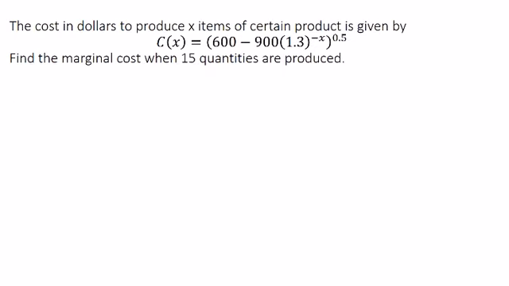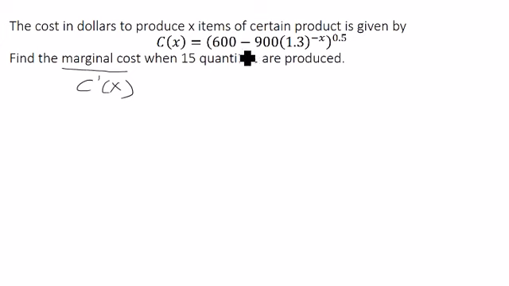Alright, our next question is to do with the business application problem. It says the cost in dollars to produce x items of a certain product is given by C of x equals 600 minus 900 times 1.3 to the power negative x, to the total power of 0.5. Find the marginal cost when 15 quantities are produced. The marginal cost is basically C prime of x, the derivative of the cost function, and that's another name in business. So all we do is find the derivative of this function and replace x with 15.